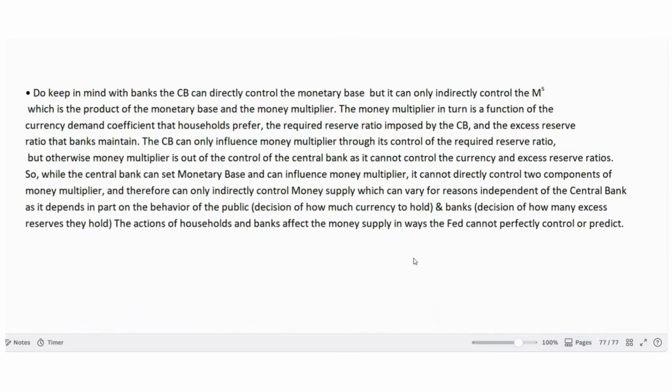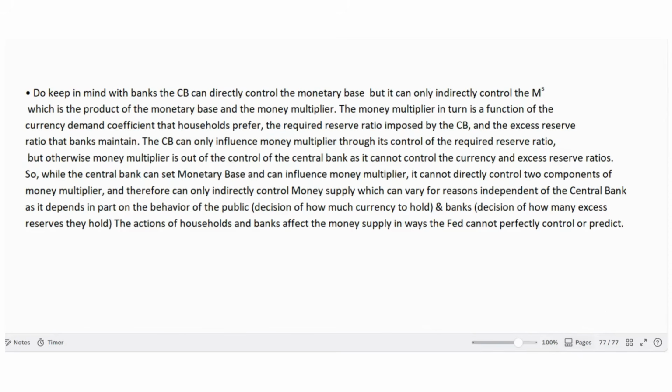Here is something you should also keep in mind. In the case where you do not have a banking sector, the central bank directly, perfectly, fully controls the money supply. But in the case where we do have a banking sector, the central bank directly controls the monetary base, but it can only indirectly control the money supply. Because the overall money supply is a product of the monetary base H and the money multiplier 1/(C+θ(1−C)). And we know this money multiplier is a function of the currency demand coefficient that households prefer, the required reserve ratio imposed by the central bank, and the excess reserve ratio the banks maintain.